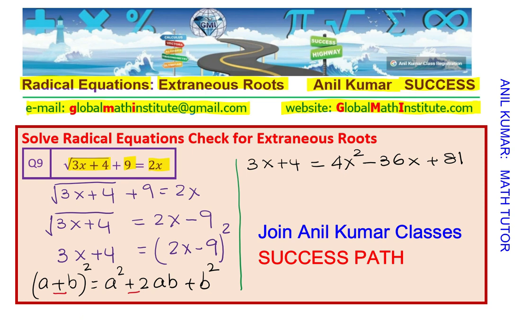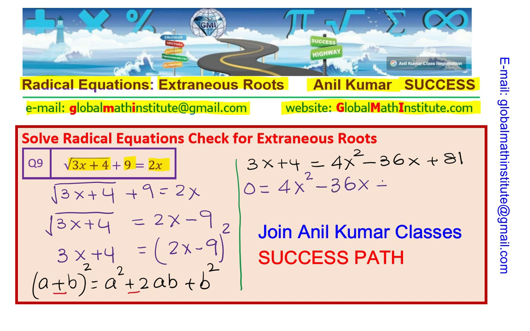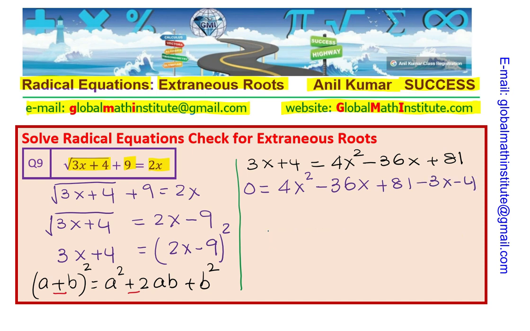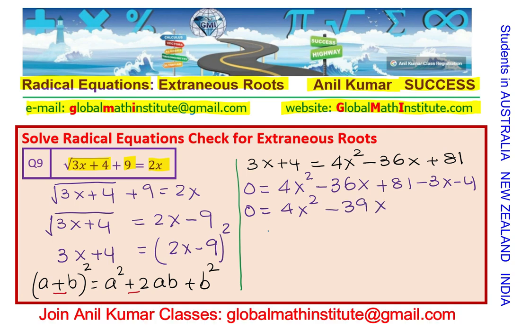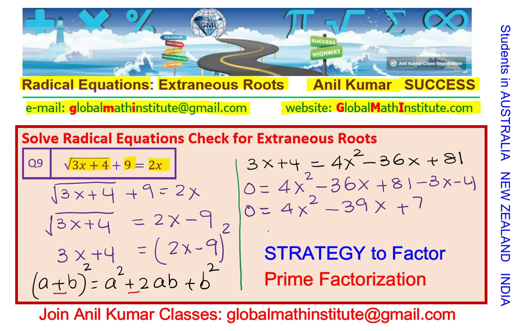Now you should bring all the terms to one side so that you're working with a quadratic equation. I prefer to keep the leading coefficient, which is 4 in this case, as positive. So I'll take everything to the right hand side. So we have 0 equals 4x squared minus 36x plus 81 minus 3x minus 4. Now combine the like terms, we get 4x squared. Minus 36 and minus 3 gives you minus 39x. Plus 81 minus 4 gives you plus 77.